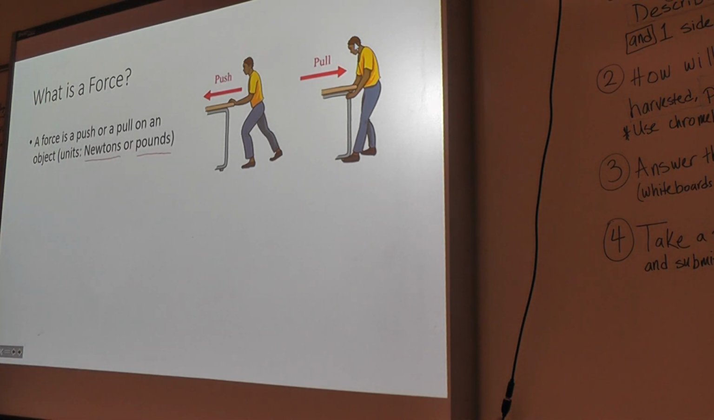And pounds seems weird because how is that a unit of force? That's a unit of weight. Well, weight is a force. Weight is the magnitude of the force from a gravitational field on an object. So if my weight is 145 pounds, what that tells me is that the Earth's gravitational field is pulling down on me with a force of 145 pounds. That's what that number means.